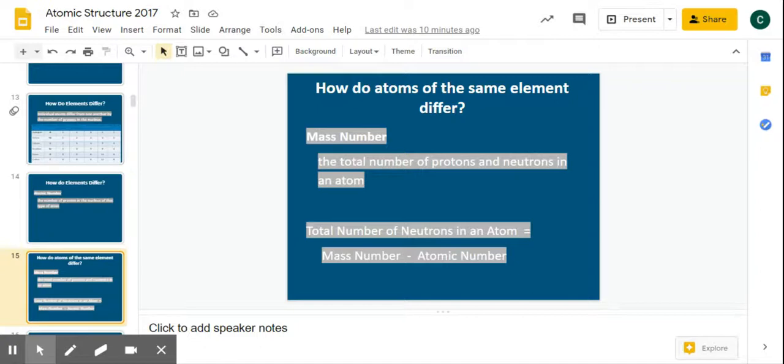You can actually do a little math and work out the different numbers of those things, which we'll talk about in the next one as well. It's predominantly your mass number minus your atomic number that gives you your number of neutrons. So if you know your atomic number and you know your mass, you can mathematically calculate what your missing piece is.